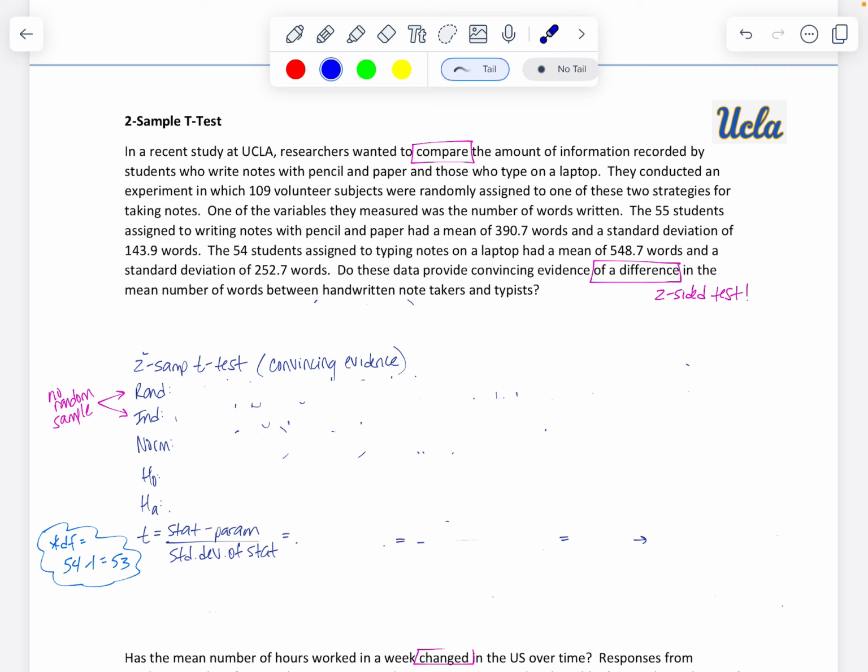We have a study at UCLA, and researchers are wanting to compare information on students, how they take notes, basically. Are you a paper and pencil type of person, or are you a laptop person? Okay, so they have conducted an experiment.